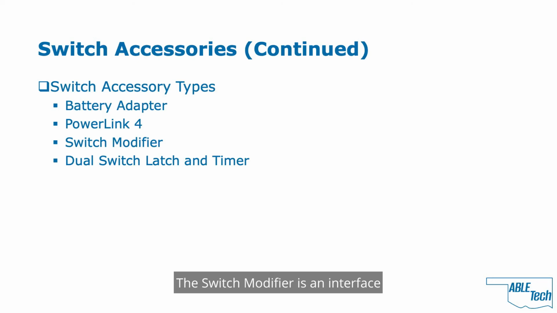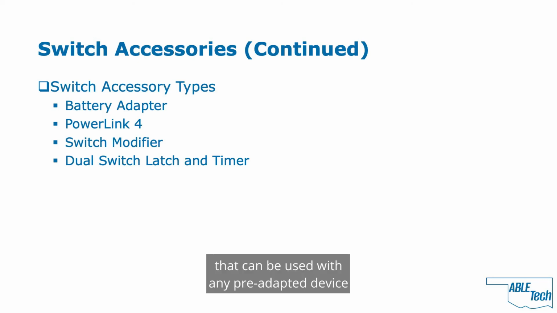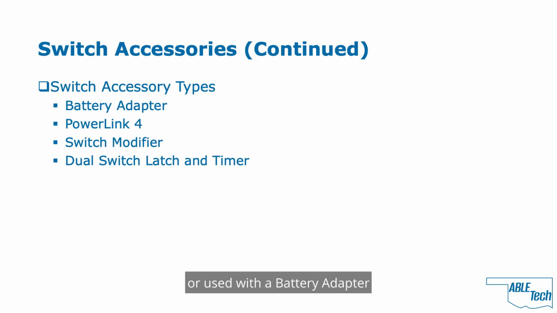The switch modifier is an interface that can be used with any pre-adapted device or used with a battery adapter to create an adaptive toy or appliance. The switch modifier can connect to one switch and one toy or appliance. The switch modifier will operate the corresponding toy or appliance in the chosen control mode.